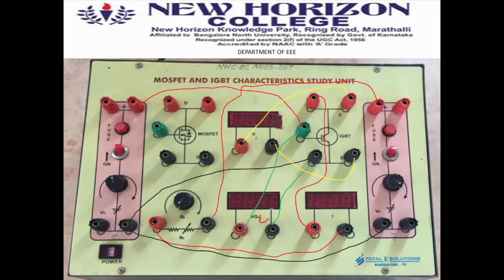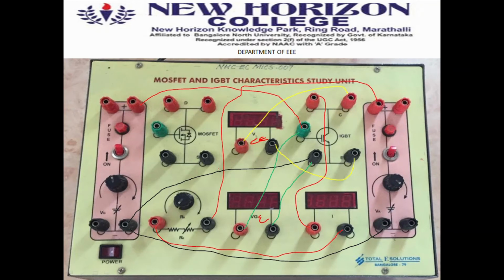Next, one more voltmeter. This is the voltmeter which is connected between collector and emitter. Now this is connected between collector and emitter. So that is also done. Now the connection is done as per the circuit diagram.